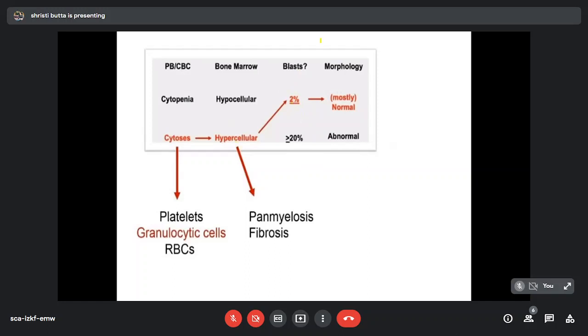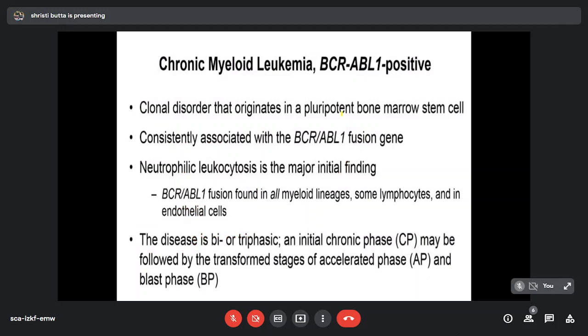So what do you think this case would be? Cytosis with a hypercellular marrow, approximately less than 10% blasts, and a normal morphology of the cells. Chronic myeloid leukemia, the chronic phase, yes, the clonal disease that originates in a pluripotent bone marrow stem cell, often associated with BCR-ABL1 fusion gene. Though there's another entity called the atypical CML, which will be discussed in just a bit.